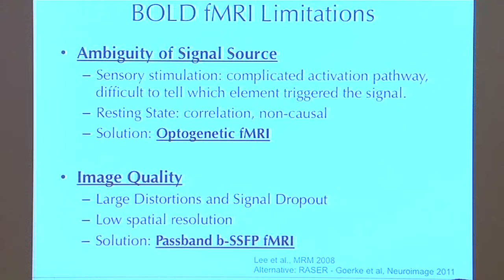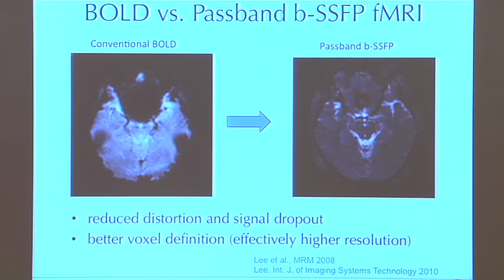And as a solution to that, I propose using the passband balanced SSFP fMRI approach. For example, this is a human brain scan. If you scan a human brain around the level of the sinus, due to the auditory canal and the sinus, the air-tissue interface creates a lot of distortions that make it difficult to make out any activity in these regions. And the brain shape also gets distorted, making it difficult to register different areas of the brain. However, using the passband balanced SSFP approach, you can maintain the oxygenation contrast that is used in fMRI while not having these distortions. And having these reduced distortions and signal dropout, we also get better voxel definition, giving effectively higher spatial resolution.